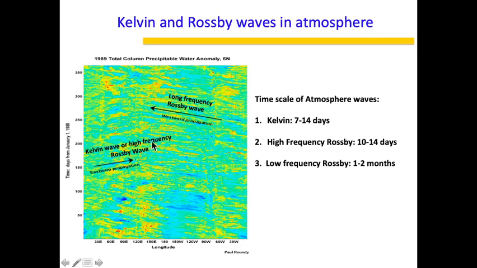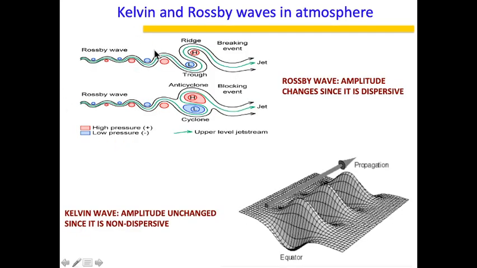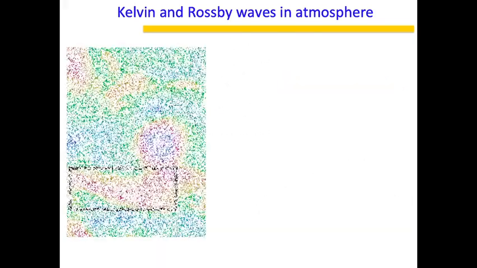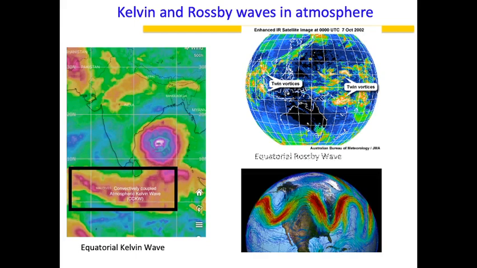This is very clear. So again, how you differentiate between Kelvin and Rossby is basically from the amplitude. You look at whether the amplitude is amplifying or changing, then it's a Rossby wave. This is exactly the point. So same in the atmosphere. If it is changing, then it's a Rossby wave. If it's not, it's a Kelvin wave. And you can actually look at Kelvin waves from maps. This is the atmospheric Kelvin wave.